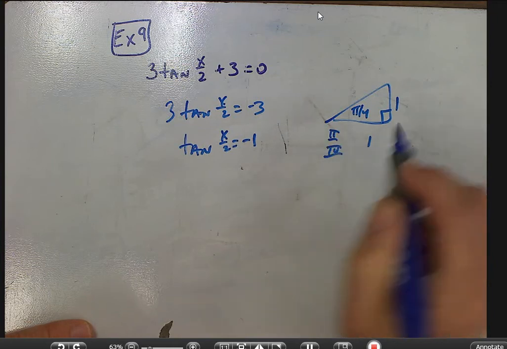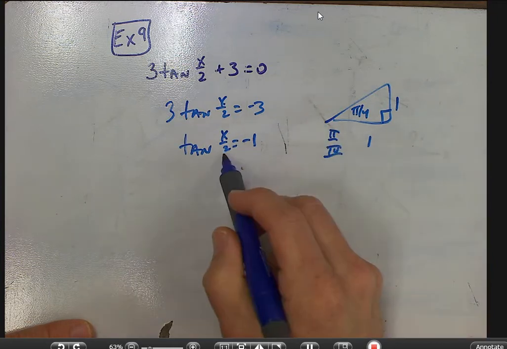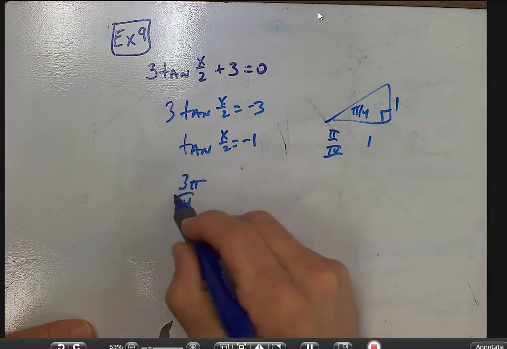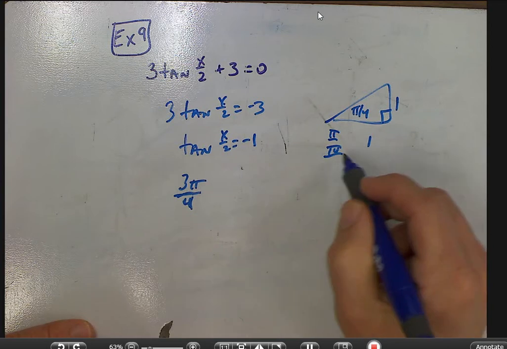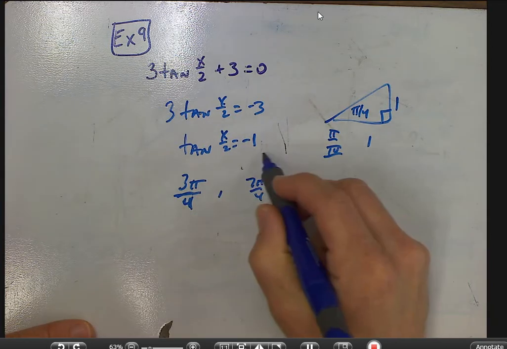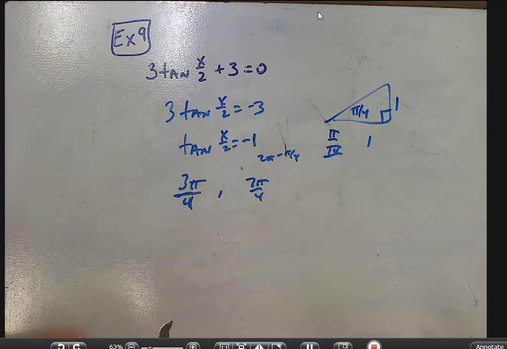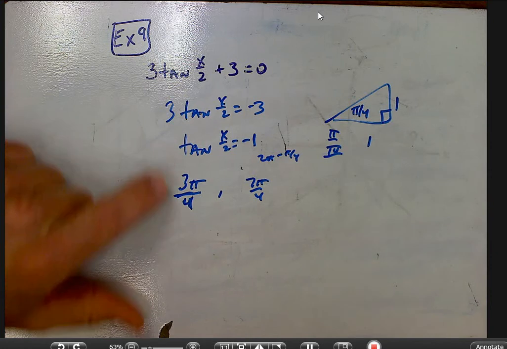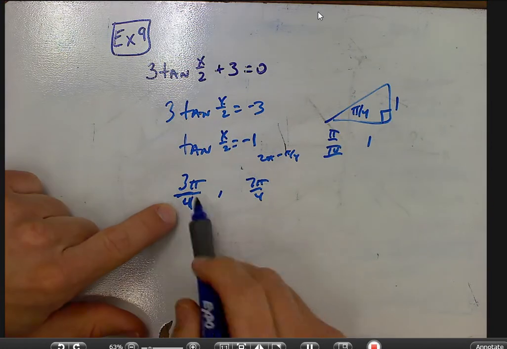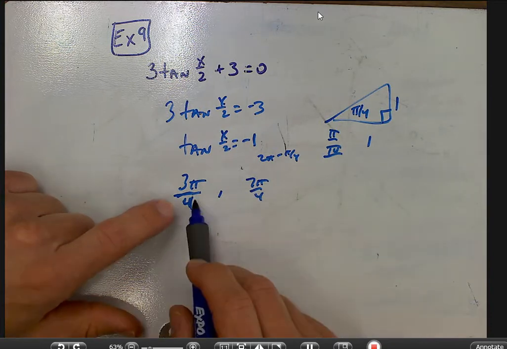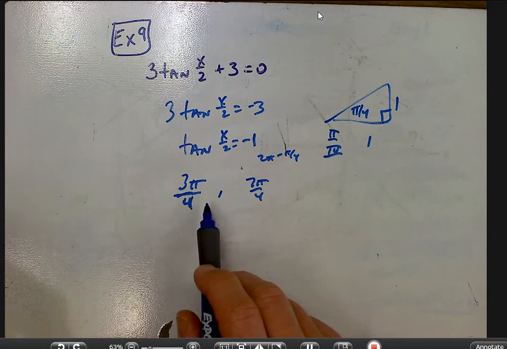So pi over 4 in the second quadrant is 3 pi over 4, because you have to take pi minus pi over 4. In the fourth quadrant, it's going to be 7 pi over 4, because you have to take 2 pi minus pi over 4. But again, I made a mistake there. Well, not a mistake, but because it's tangent, I really only need this one because as you can see, 3 pi over 4, if I add a whole pi, it gives me 7 pi over 4. So if I was going from 0 to 2 pi, I'd include both of these.